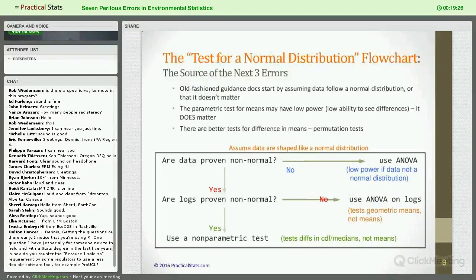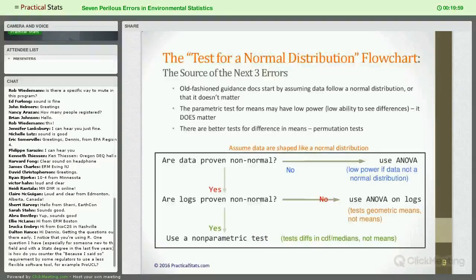And when you take logs, you've just shifted in what the objective is and what the test is actually doing. And then finally, if the test on logarithms does not look like a normal distribution, so we would reject the null hypothesis of that normality test on the logs, then a non-parametric test is allowed to be used. And when you use a non-parametric test, you are then computing another different objective.